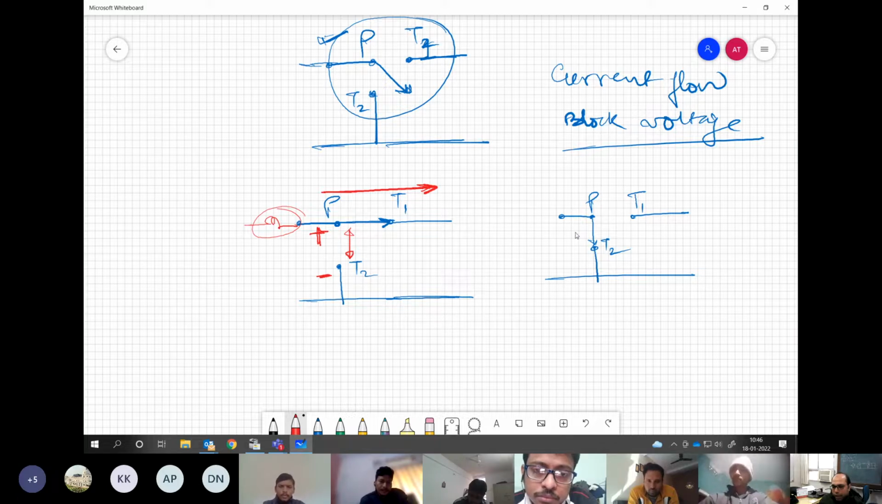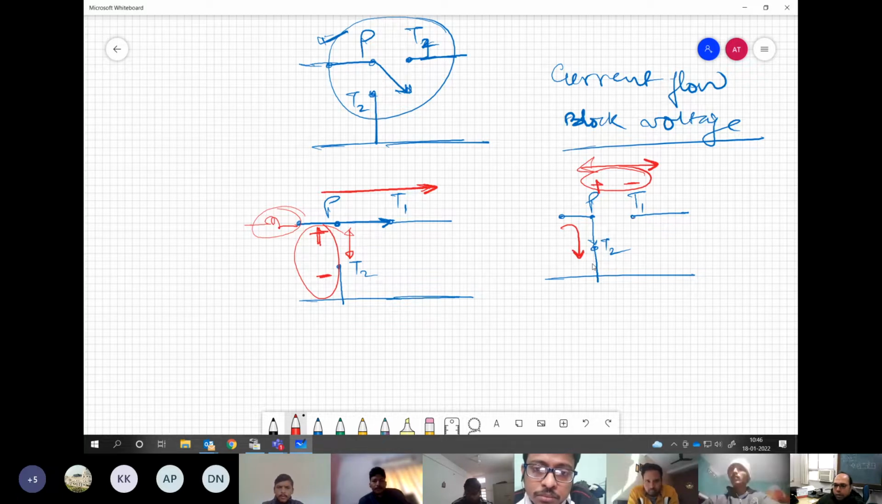Now when we have PT2 connection, again the current is flowing like this, whereas we are blocking a voltage like this. Polarity may be a little different based on the circuit, but this is what ultimately we are doing. We are blocking some voltage between PT1 and there is some current flowing between P and T2. Correct?